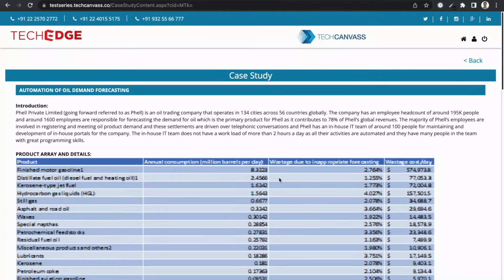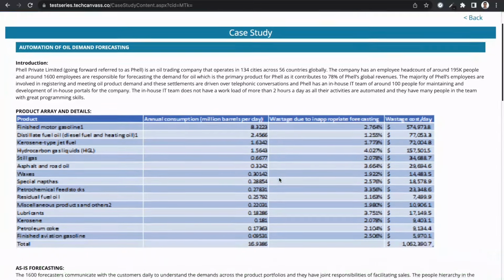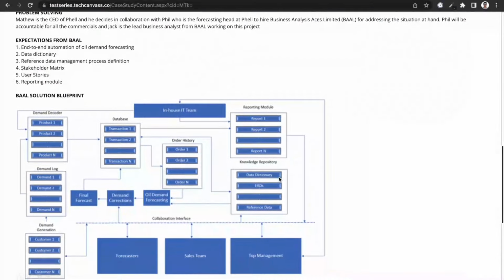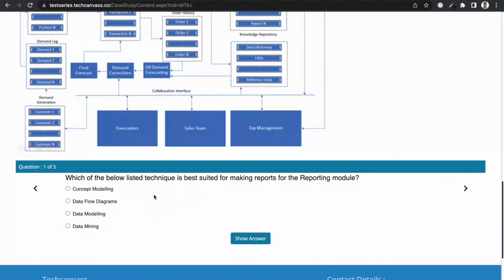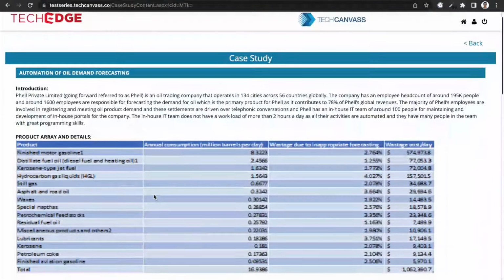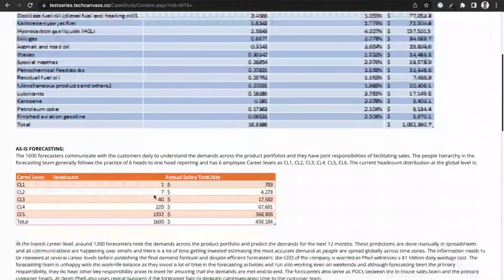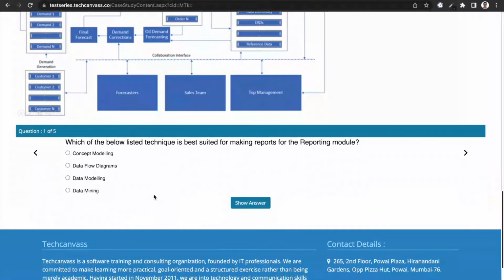Each case study question that you may get in your CBAP examination would have around 5 to 6 questions from this case study. Once the case study is over, you can see all the questions which they want you to answer. One approach that one could take is to read the questions first and then go back to the case study, because it will take a lot of time to read the entire case study. Let's look at the questions first and see if we can answer.